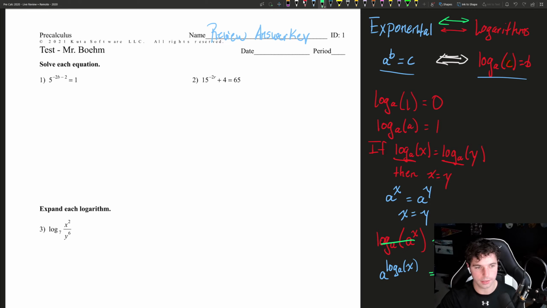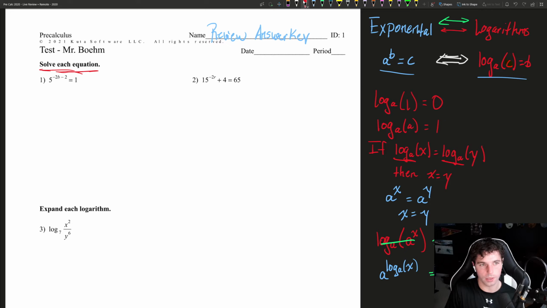These are absolutely things that you need to know, and we'll get to the expanding and condensing properties here in a second. But if you understand these things, you can actually derive pretty much everything else. Okay, so going on from that, let's just jump right in with number 1 and 2. Okay, solve each equation.